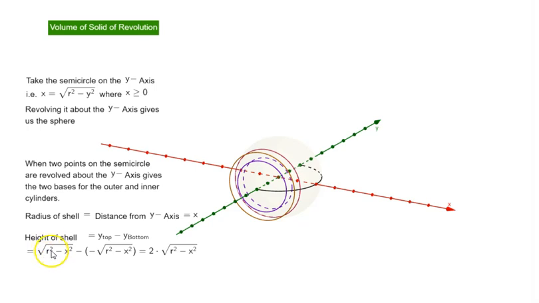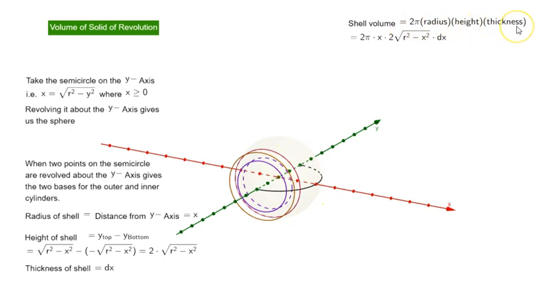That is equal to square root of r square minus x square minus minus square root of r square minus x square, which is equal to 2 times the square root of r square minus x square. The thickness of this shell is equal to dx. So thickness means the distance between these two inner and outer cylinders. Now the volume of this shell is equal to 2 pi times the radius times the height times the thickness, which is equal to 2 pi times the radius.